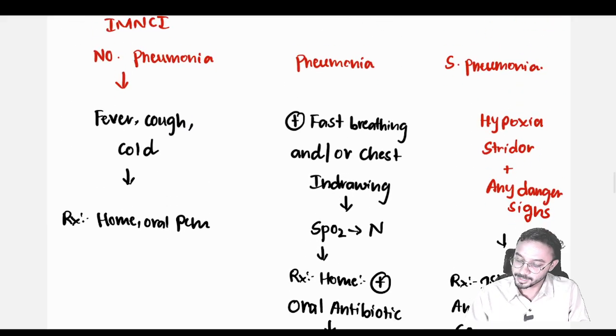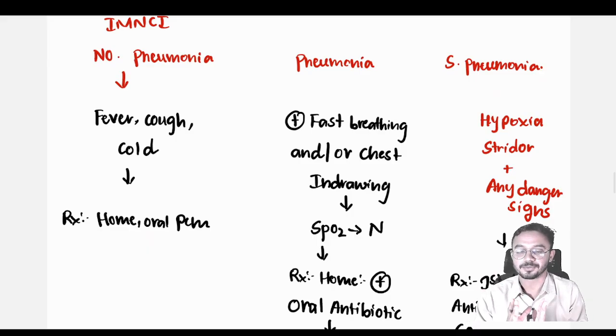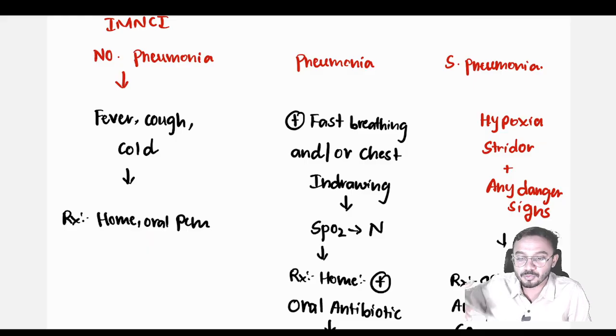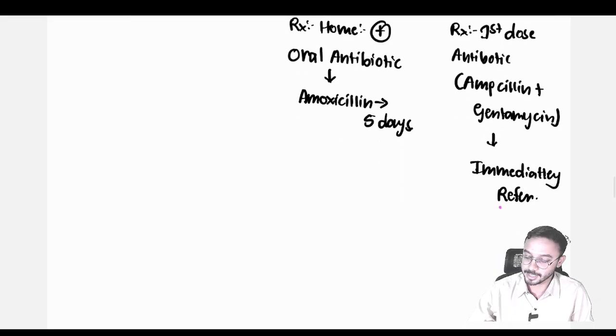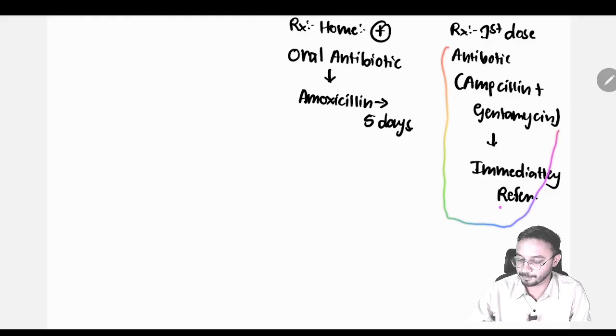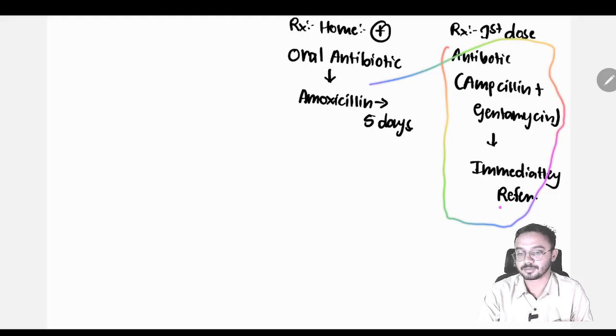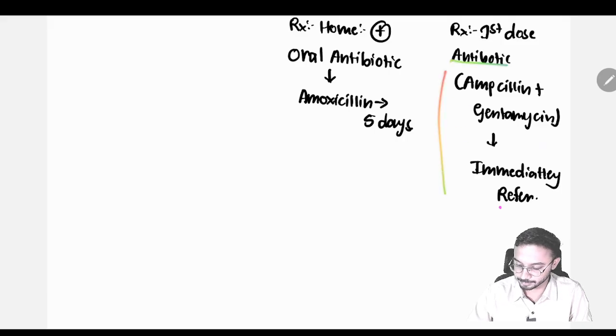So only three concepts: no pneumonia, pneumonia and severe pneumonia. No pneumonia is only fever, cold, with no fast breathing or chest indrawing. If that is present, go for pneumonia. Along with that, if you find danger signs, then you go for severe pneumonia. Okay. For severe pneumonia, the treatment is antibiotics. Here you won't give amoxicillin, you will give ampicillin plus gentamicin. This is the treatment.